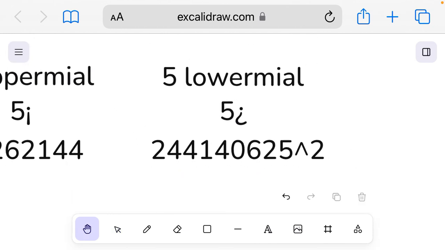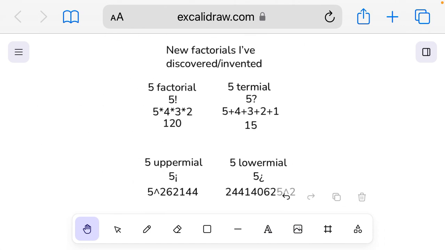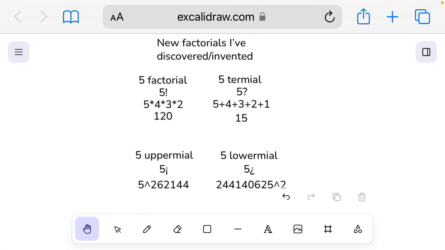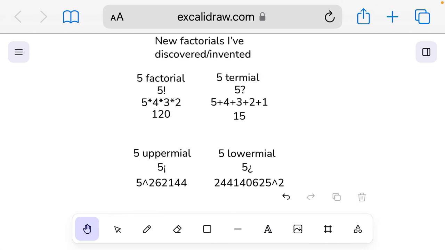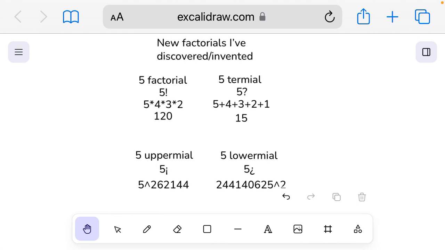But anyway, this is how you can do the new factorials I have discovered and invented. So yeah, this is all I can explain.